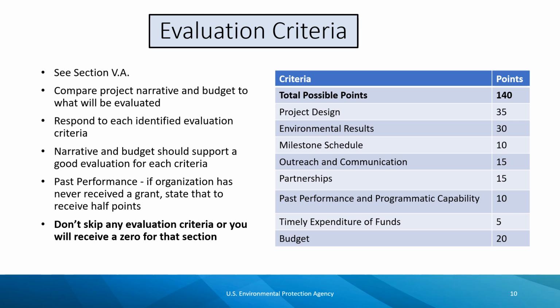Under the past performance section, if your organization has never received a grant or an assistance agreement, please state that to receive half the points. If you skip or fail to provide any information for any evaluation criterion, you will get a 0 for that section. The table on this slide shows the point value of each evaluation section.